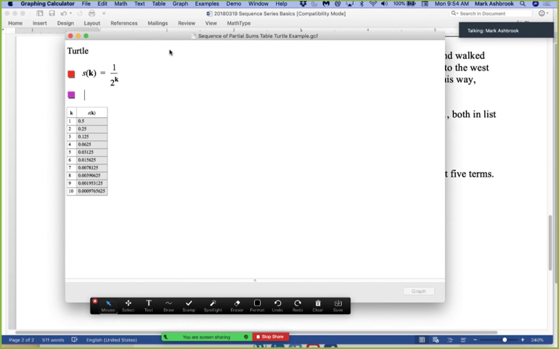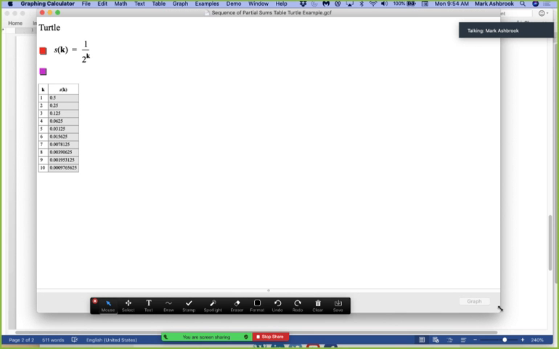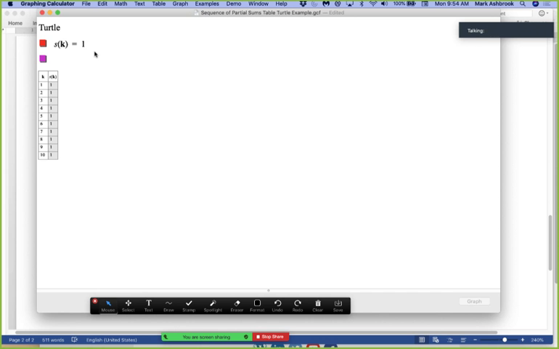Okay, so here's the type of file that you might see, and I've got this one set up for our turtle example. The table will already be there for you, and K is what we've been using for I. It says K, and the sequence of distances walked each day by the turtle is 1/2 to the I, so it'll be 1/2 to the K.